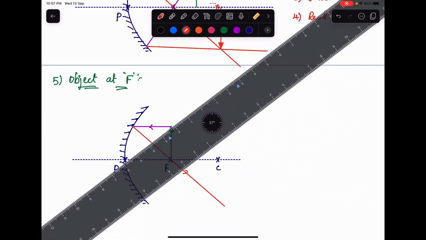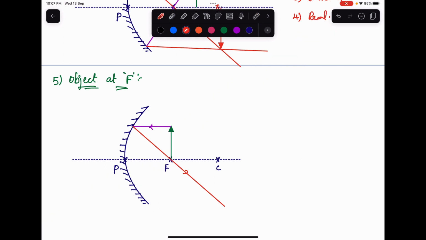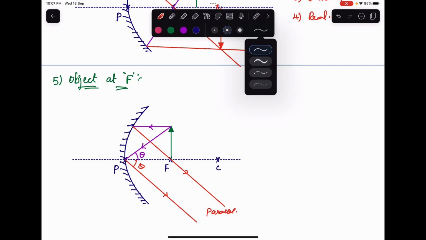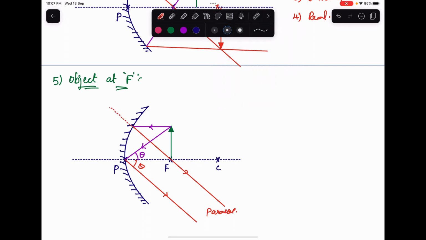That is, light ray incident at pole, making an angle theta. So for my convenience, I would like to take rule number 4, light ray incident at pole, making an angle theta. It also reflects with the same angle theta. Now you can observe that these two are parallel to each other. And even if I extend this one backward like this, these two are also going to be parallel.